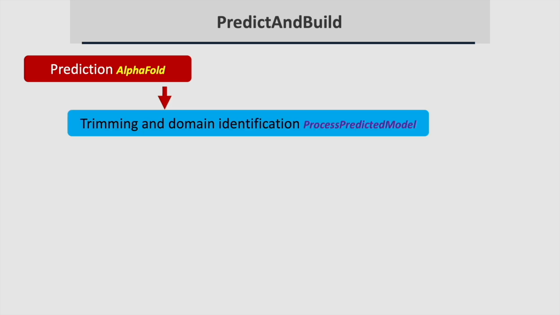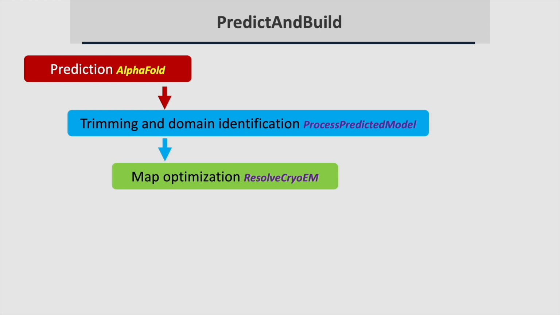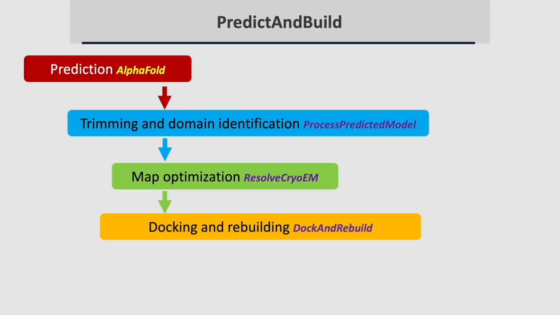Then, low-confidence residues are removed and compact domains are identified with process-predicted model. A density-modified optimized map is obtained from your two half maps with Resolve Cryo-EM. The domains are docked and rebuilt with Dock and Rebuild.